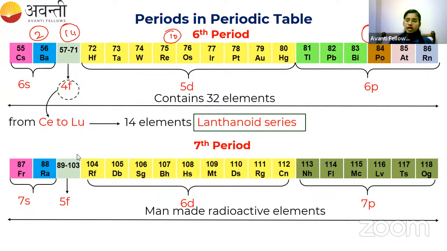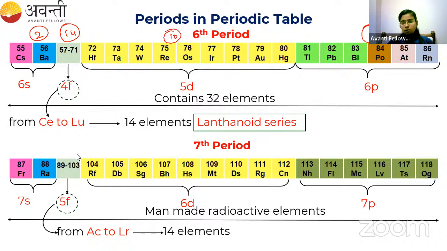They are man-made elements. And coming to the f orbital, the elements with atomic number 89 till 103, the atomic number 89 is given to the element actinium, and 103 is called lawrencium, with the symbol Lr. So these 14 elements are called as actinoid series, and here also we have totally 32 elements. So these are the informations about the periods. So the 7 periods are there. In first period we have 2 elements.